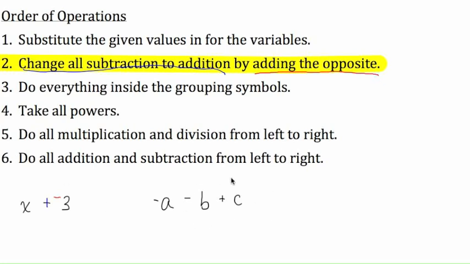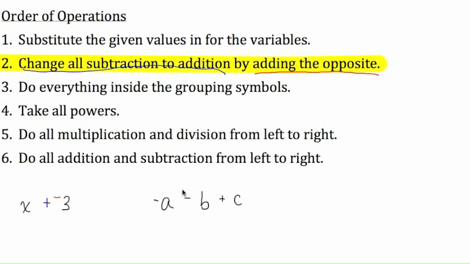Let's consider a second example. This says the opposite of a minus b plus c. Here, this negative sign is not a minus sign. It's not a subtraction sign. In order for a negative sign to be subtraction, it must come between two terms. And here it's just in front of one term, so it's not actually a subtraction sign. It's just telling us that we want the opposite of a. So we don't have to change this to anything because it's not actually subtraction.